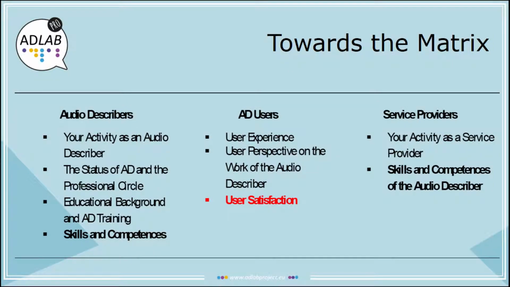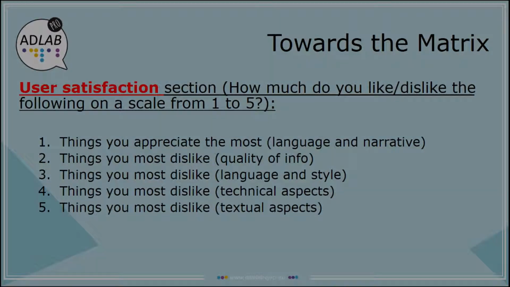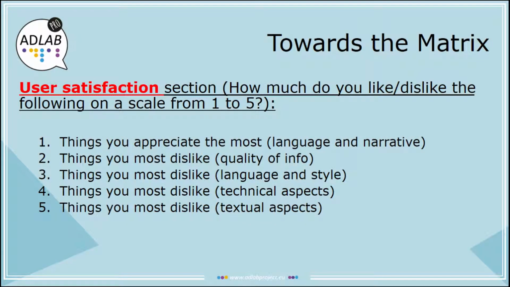Something very similar happened for users. We had this section, the user satisfaction section, that included kind of the same questions, but reformulated and made a bit more simple. But again, we had 5 categories inquiring about what users appreciate the most or dislike the most, in terms of language and narrative, quality of the information delivered, language and style, technical aspects, and textual aspects. Okay?